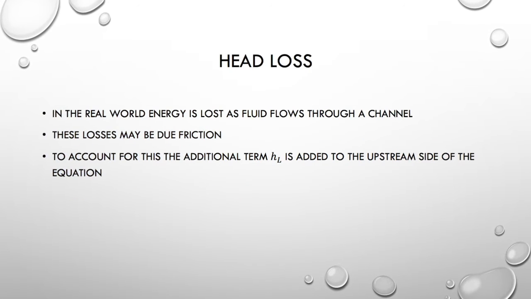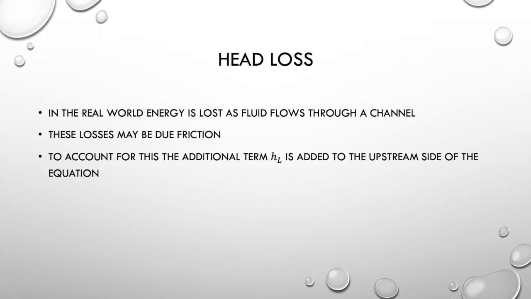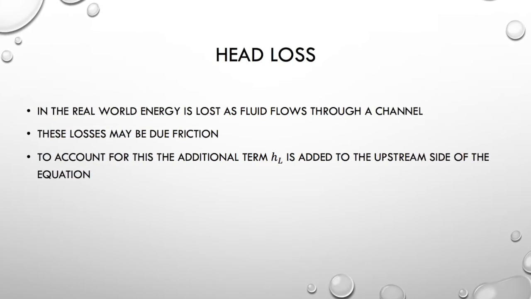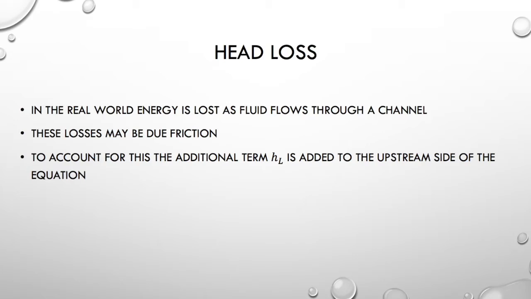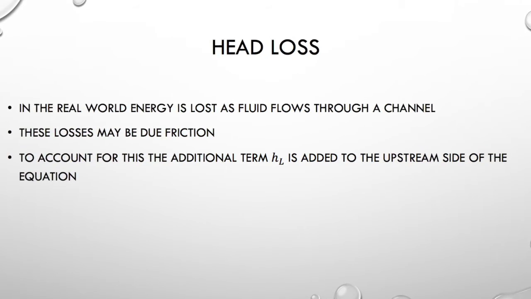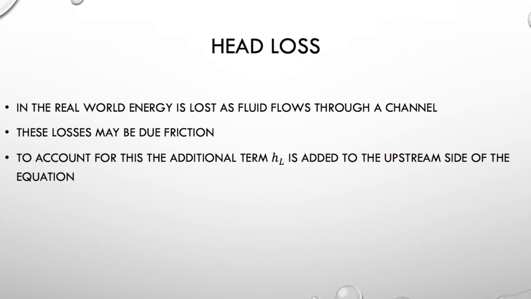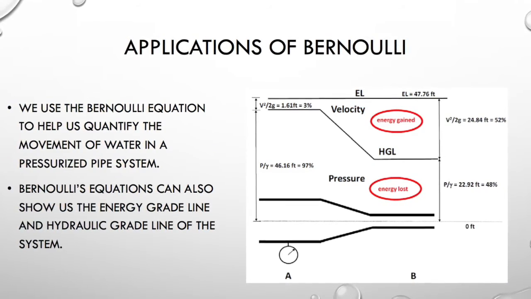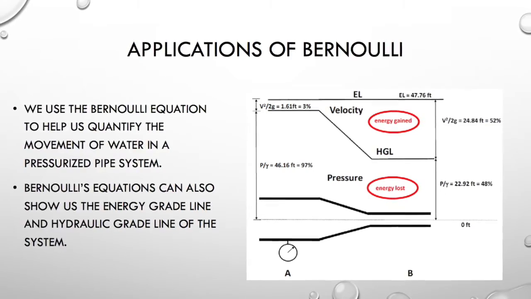As water flows through the pipe, energy is lost. This is known as head loss. Head loss is a term that is used in the Bernoulli equation and is quantified as H lost. There can be major head loss and minor head losses. So we use the Bernoulli equation to help us quantify the movement of water in a pressurized pipe system.